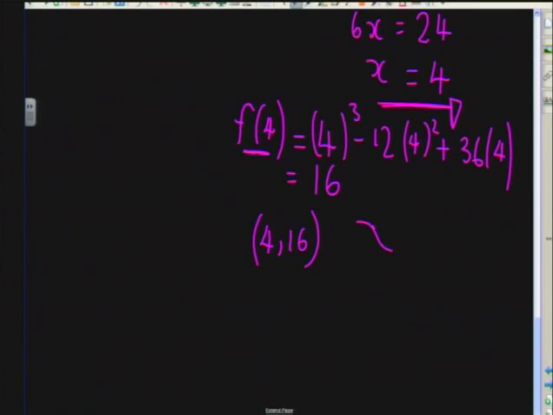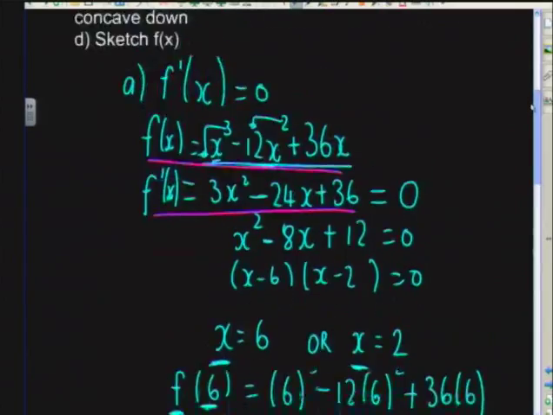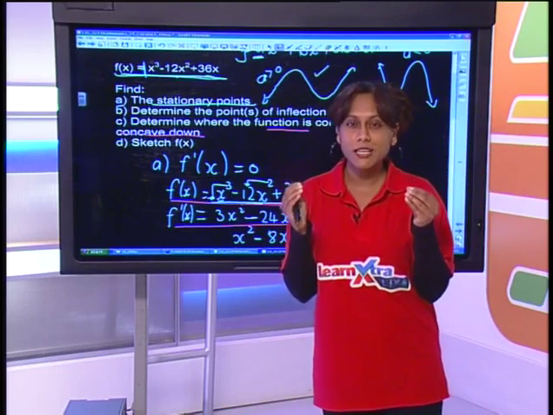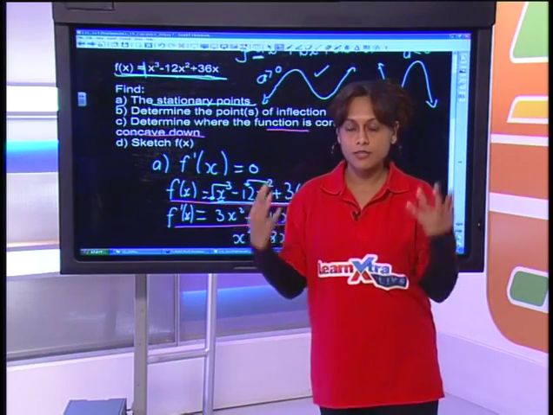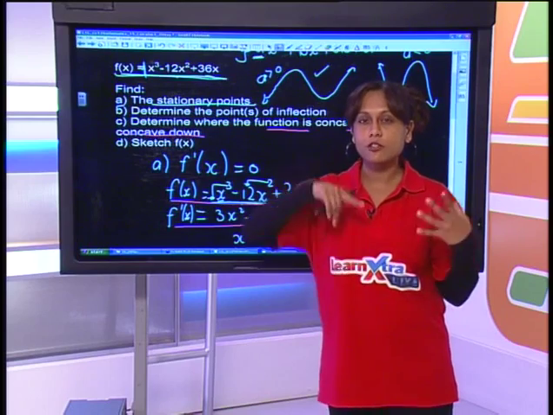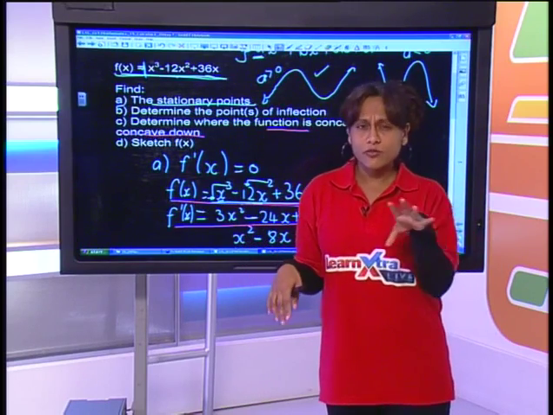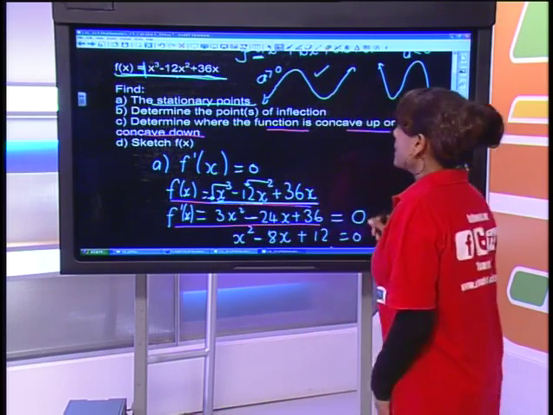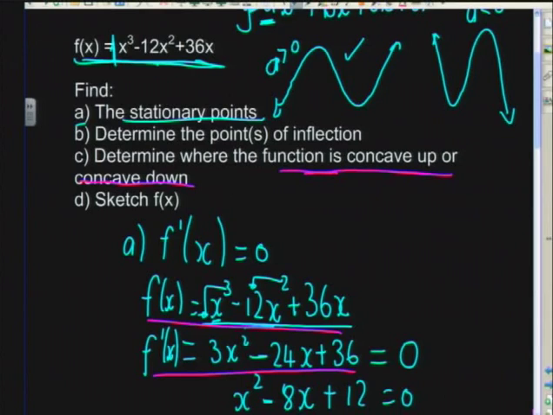Now let's talk more about concavity in the third part of the question, which says determine where the function is concave up or concave down. So here we need to be looking at the second derivative. Remember, whenever we're testing concavity, we're looking at the second derivative. When your second derivative is negative, you have a function that's concave down. When your second derivative is positive, you have a concave up function.